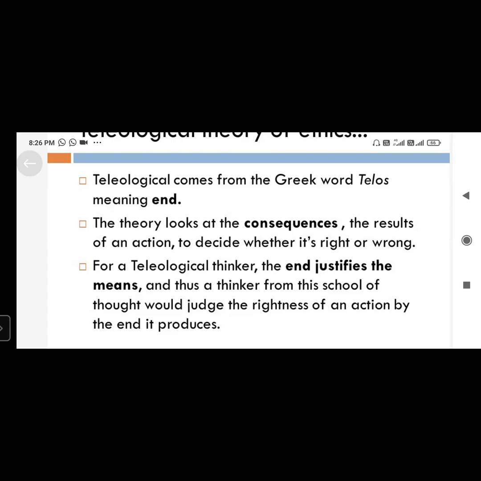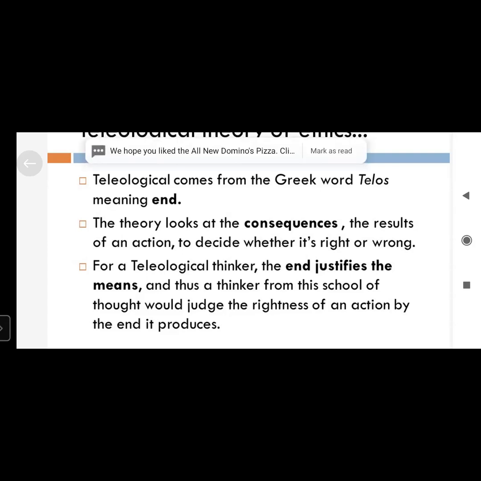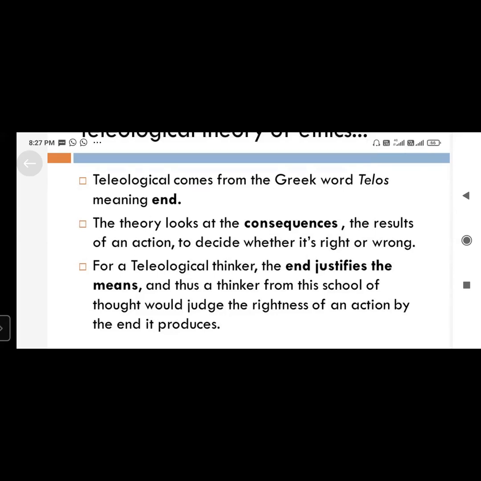Last one, for a teleological thinker, the end justifies the means, and thus a thinker from this school of thought would judge the rightness of an action by the end it produces.